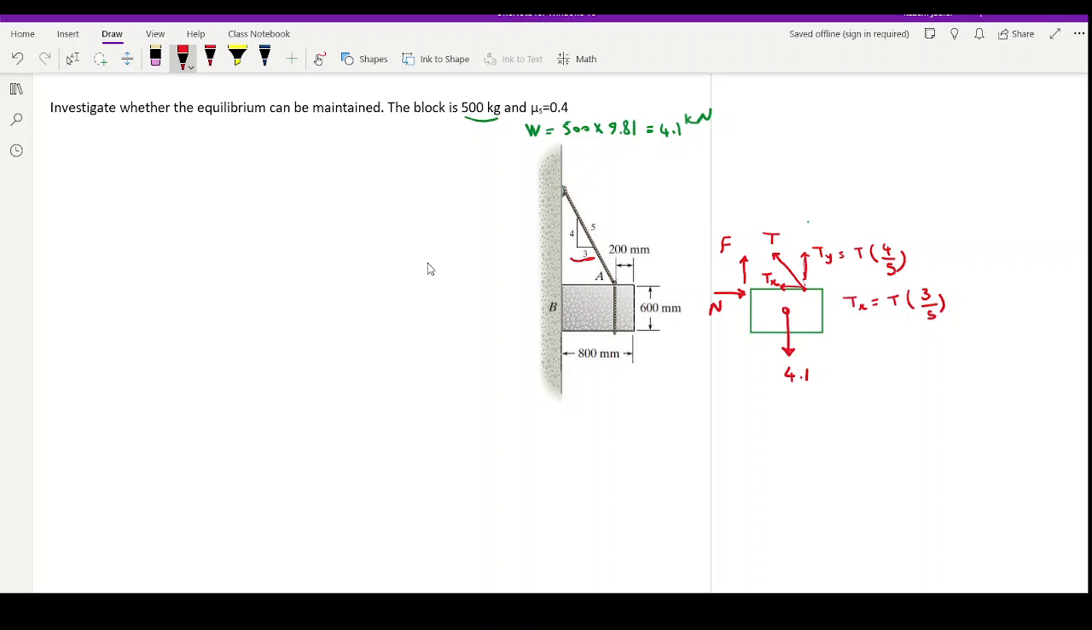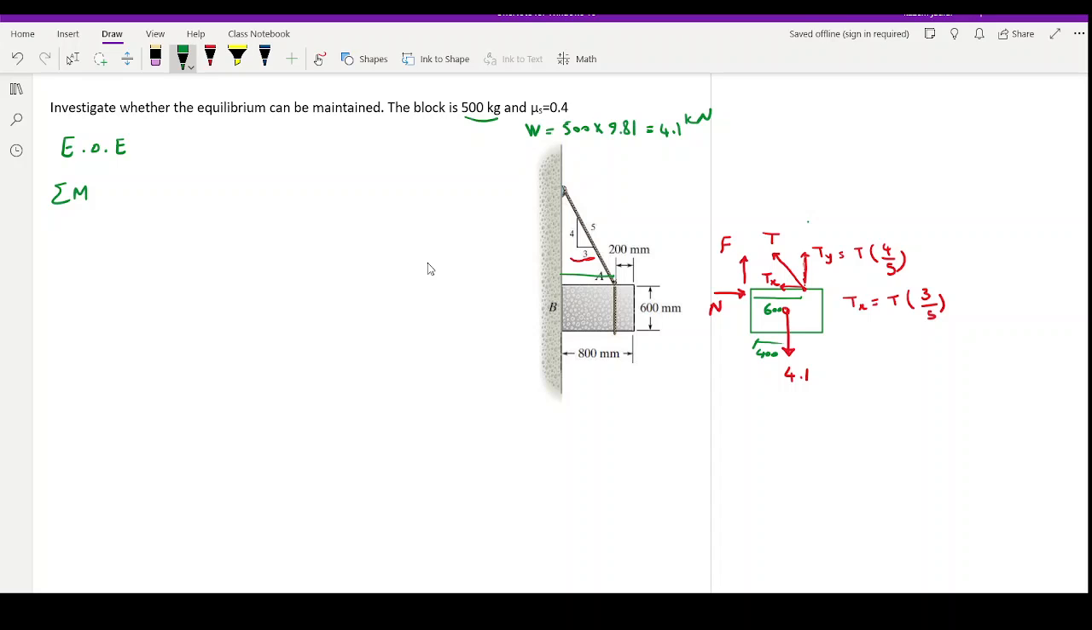So this block is tending to move downwards, and two forces are trying to hold it upwards. The two forces are Ty and F. So this distance is 400 and this distance is 600, because this is 600, 800 minus 200. Now we need to write equations of equilibrium and find these three forces. Like I said, then we will use friction to find that friction force, and we will compare it to the magnitude that we need. I start with sigma m.